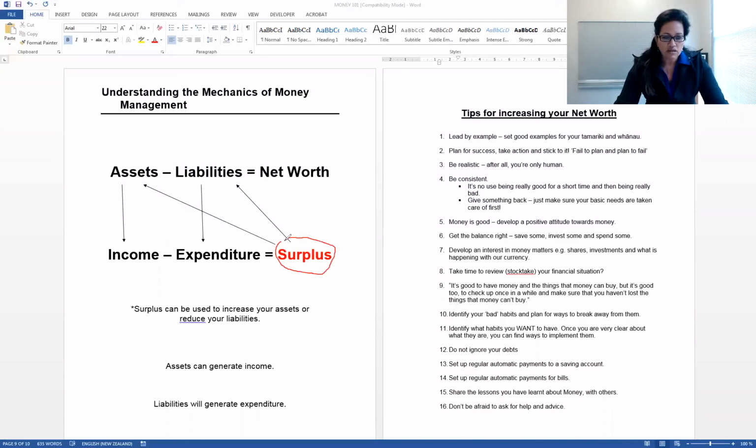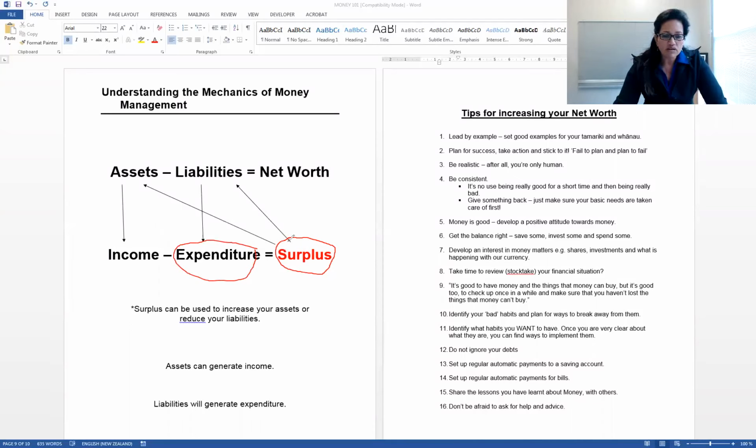So the question is, what does she do with that surplus? The normal thing is that we spend more. We think that if we've got a surplus, we can spend more and do more fun things like that. That's definitely one thing that we can do.